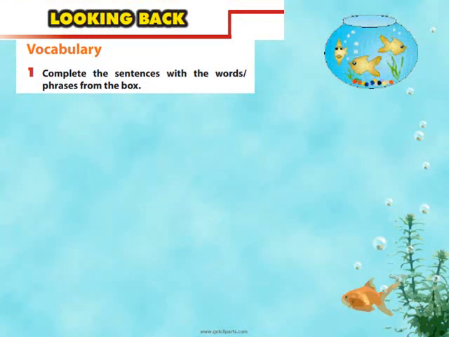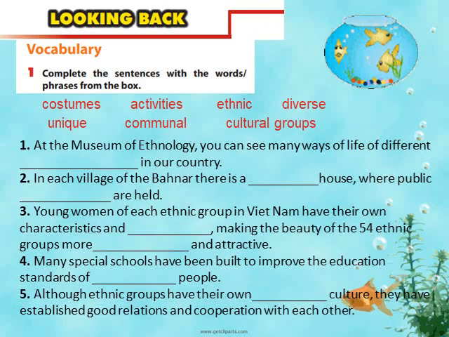We move to the last part of the lesson today, looking back. Chúng ta đi đến phần cuối của bài học hôm nay, đó là phần looking back. Đầu tiên, chúng ta cần ôn lại phần từ vựng vocabulary with exercise 1. Complete the sentences with the words, phrases from the box. Chúng ta có 7 từ để điền vào 7 chỗ trống. Custom là quần áo, trang phục. Activities, ethnic là thuộc về sắc tộc. Diverse là đa dạng, phong phú. Unique, communal thuộc cái gì đó chung. Cultural groups, những cái nhóm người văn hóa.